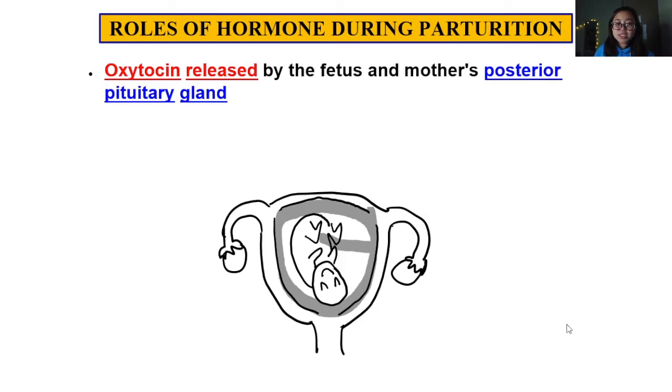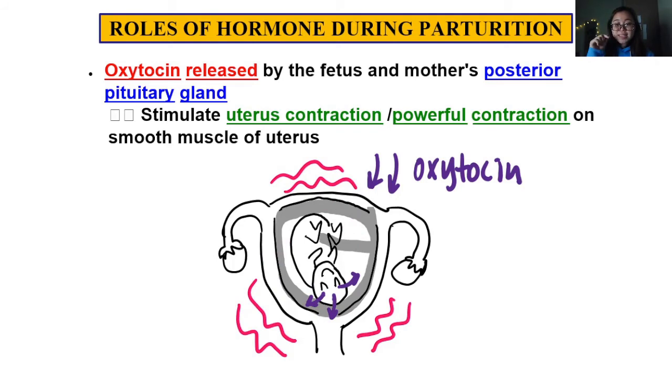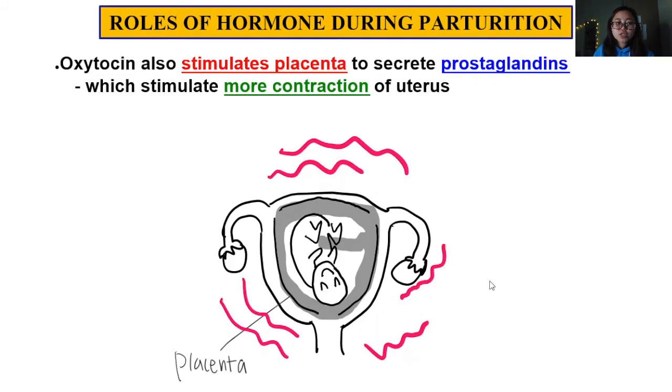Oxytocin will be released by the fetus and the mother's posterior pituitary gland, which is in each of their brains. This will stimulate uterus contraction, or a powerful contraction on the smooth muscles of the uterus. Oxytocin, in this case, causes contraction. Oxytocin will also stimulate the placenta to secrete prostaglandins.